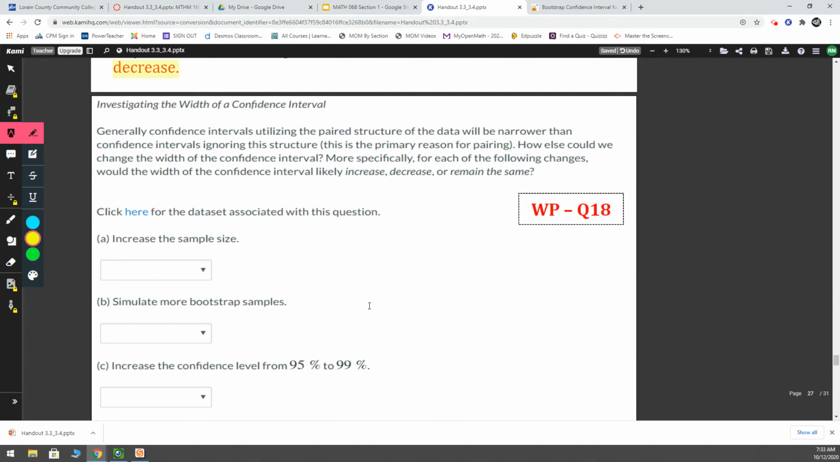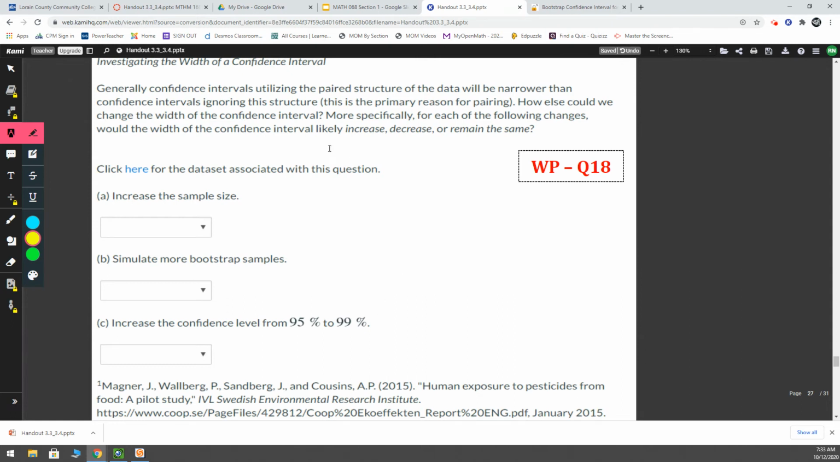Question number 18 asks these very same questions. It says, in general, confidence intervals using the paired structure of the data will be narrower than confidence intervals ignoring the structure. How else could we change the width of a confidence interval? More specifically, for each of the following changes, would the width of the confidence interval increase, decrease, or remain the same?